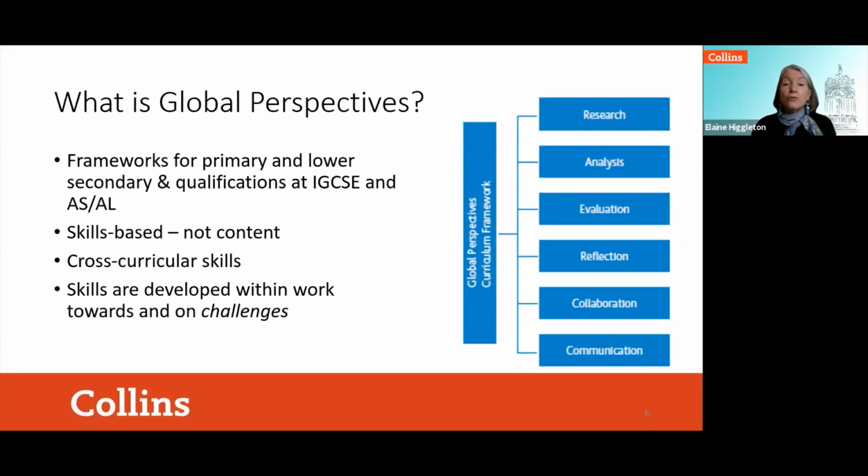And these skills are cross-curricular skills. They're things like research, analysis, evaluation, reflection, and asking questions such as, can I apply what I've researched? Can I apply this thinking? Can I apply what I've learned to my own situation, to me personally, or to my local community or my society, or can it apply globally? And how does it apply globally?